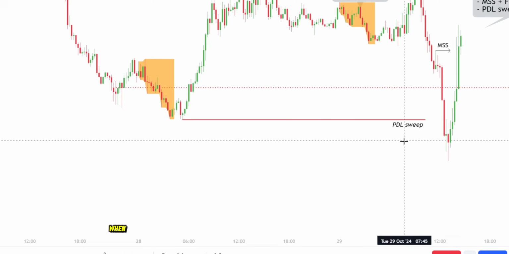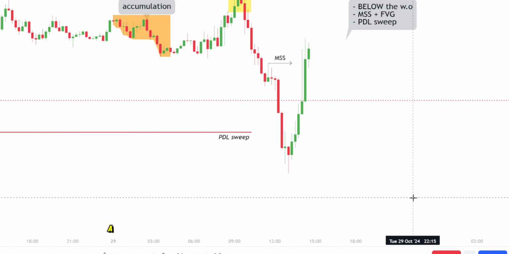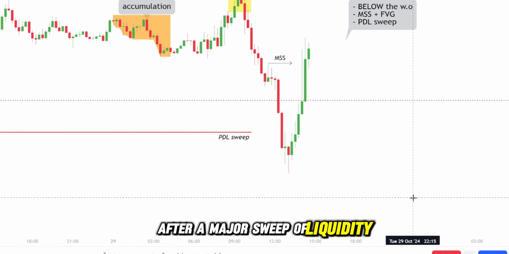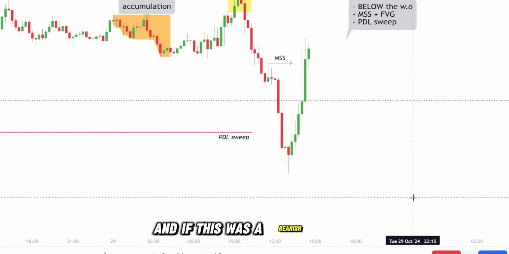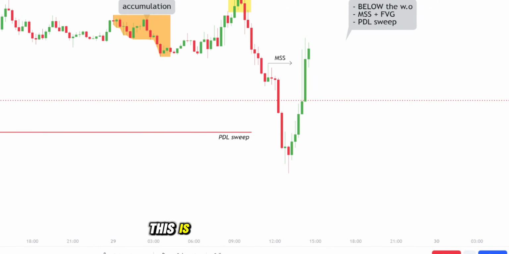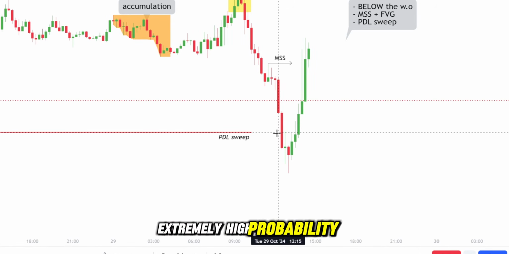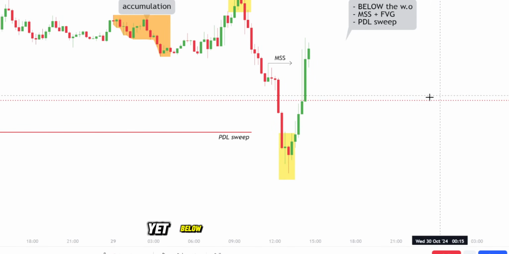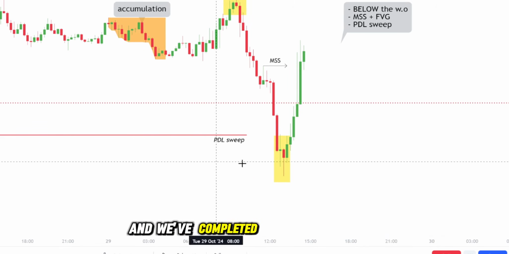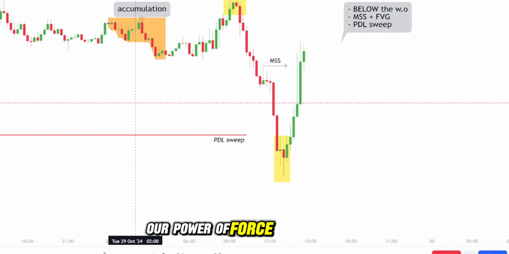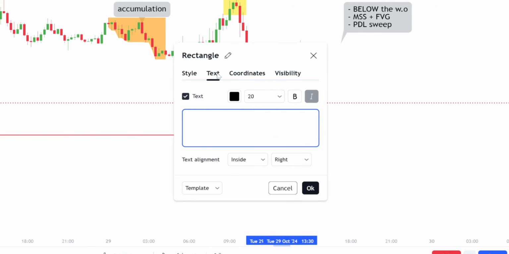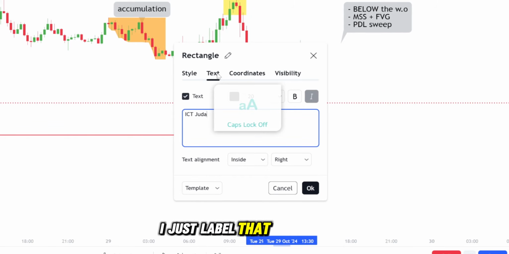And this is what I look for when it comes to looking for buying opportunities. A buy trade or a bullish Judah swing will occur after a major sweep of liquidity, often previous day lows, and if this was a bearish example, previous day highs. So this is what makes the Judah swing extremely high probability. We've taken sell side liquidity, we've broken structure, we've left a fair value gap below this weekly opening price, and we've completed our AMD model, our power of 4. So accumulation, this is phase 1, phase 2. This is the ICT Judah swing. If I just label that ICT Judah swing, and this is actually phase 3.